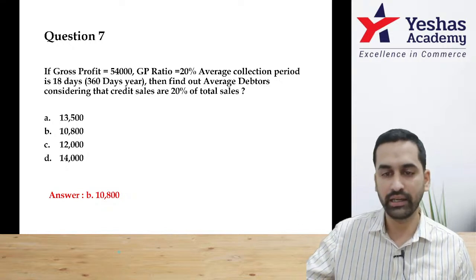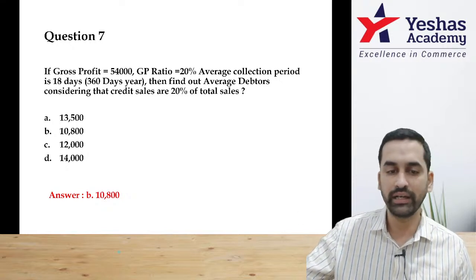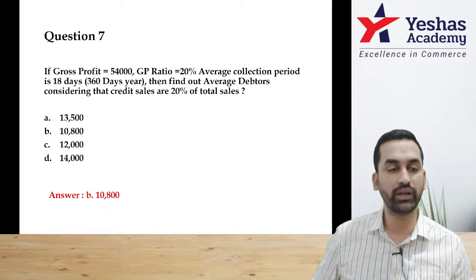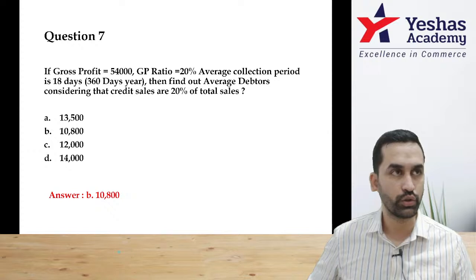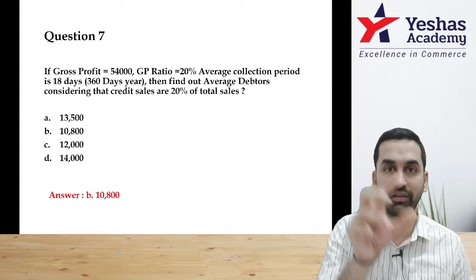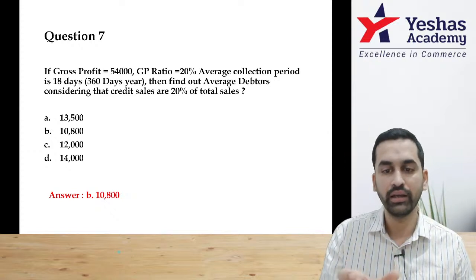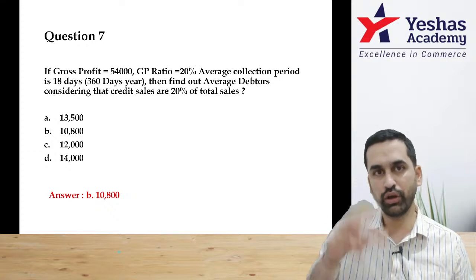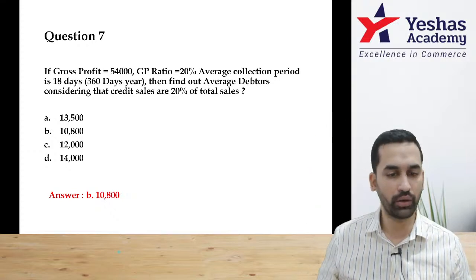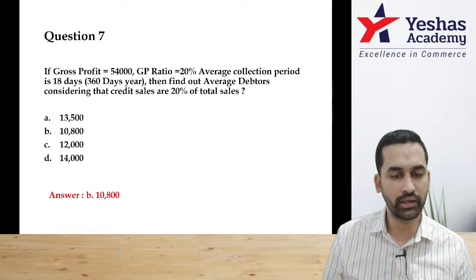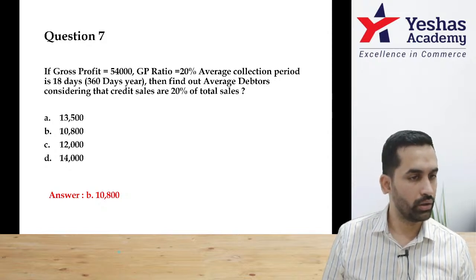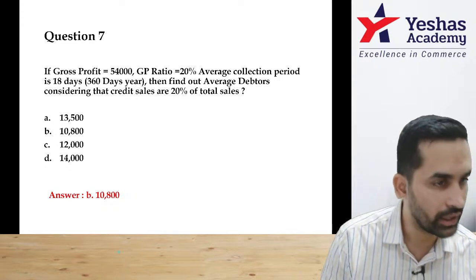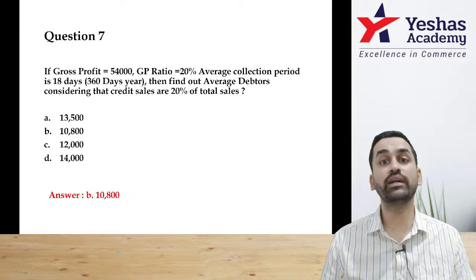And then on the other side, average collection period is 18 days. So if you do 360 days by 18 days, you will get to know the debtor turnover ratio, DTR. That will be 20 times. So the DTR final formula: 20 is equal to credit sale divided by average debtors. Now you have the numerator and the left hand side, so you can find out the denominator as 10,800. Looks like everybody has sent the answer. Good, very good. Let's move on. 10,800 is the final answer.